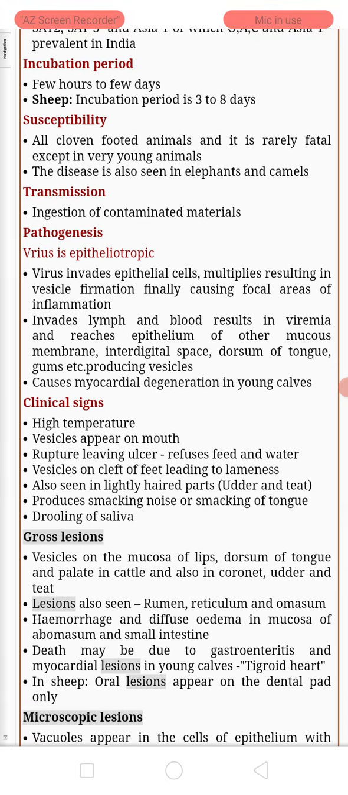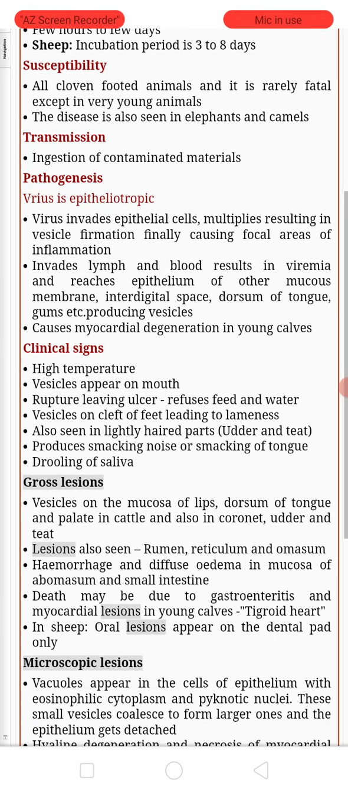Then the susceptibility of the disease is all cloven-footed animals and it is rarely fatal except in very young animals. So if the animal is very young, then sometimes it may be fatal. The disease is also seen in elephants and camels. Then the transmission of the disease is through ingestion of contaminated materials.